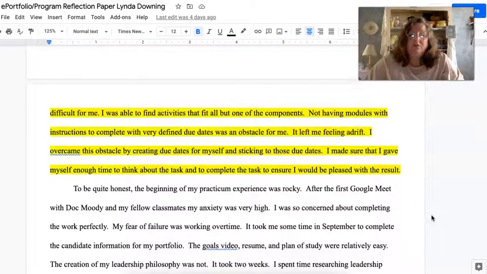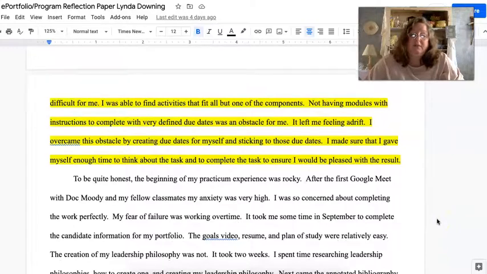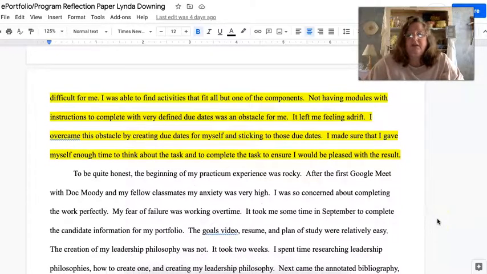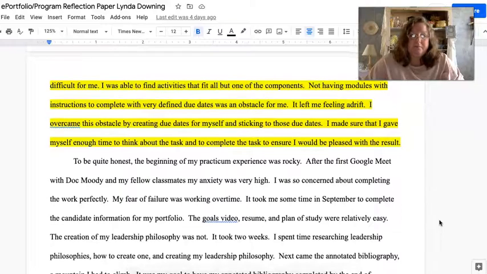Not having modules with instructions to complete with very defined due dates was an obstacle for me. It left me feeling a little adrift. I overcame this obstacle by creating due dates for myself and sticking to those due dates. I made sure that I gave myself enough time to think about the task and to complete the task to ensure I would be pleased with the result.